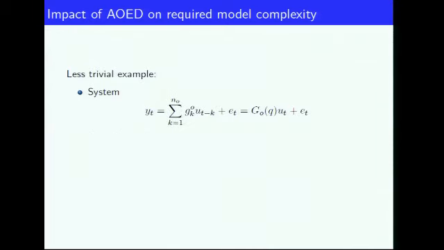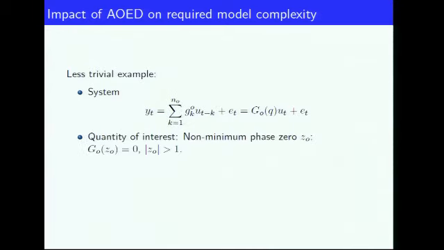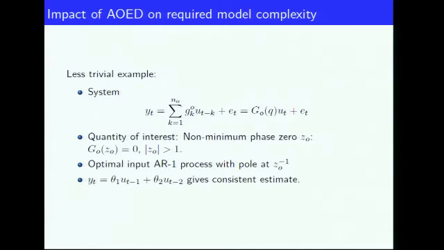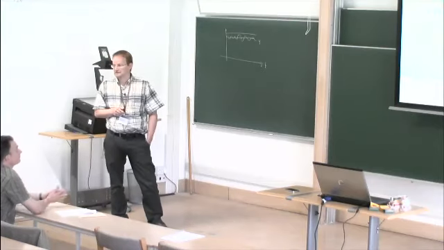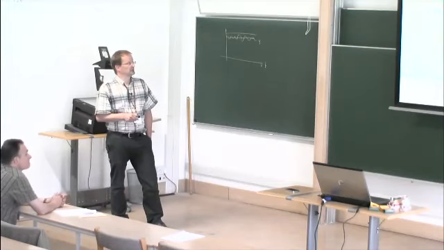If we go to the non-minimum phase zero problem and use this AR1 input process, it turns out that if I use two model parameters, I will have a consistent estimate of z0, regardless of what the true system order is. It's sufficient with two parameters.